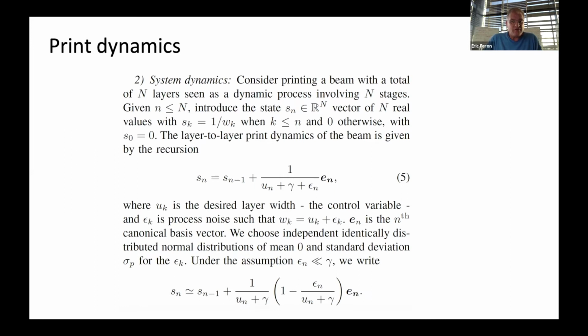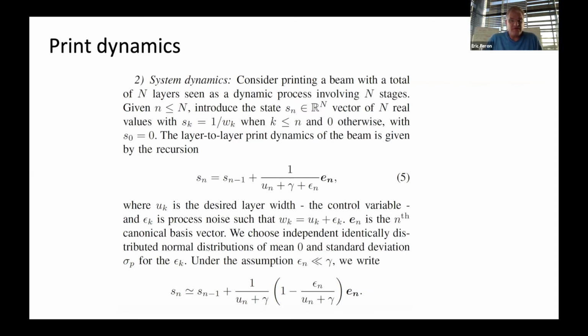Here, we have chosen to work with the inverse of the width of the beam as opposed to the width of the beam. And what you see in the recursion shown in figure 5 is basically the beam width inverse adding up one after the other as a vector, and that constitutes the state of the beam.